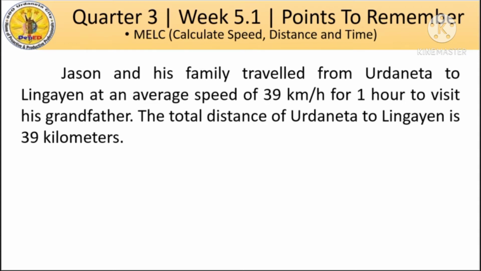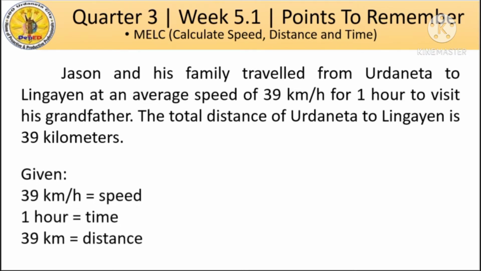In our problem, what are the given data? Very good. 39 kilometers per hour, which is our speed, because it answers how fast the car was. Another is 1 hour, which is our time. It states the time they traveled from Urdaneta to Lingayen. And 39 kilometers, which is our distance, because it tells how far the two places were.